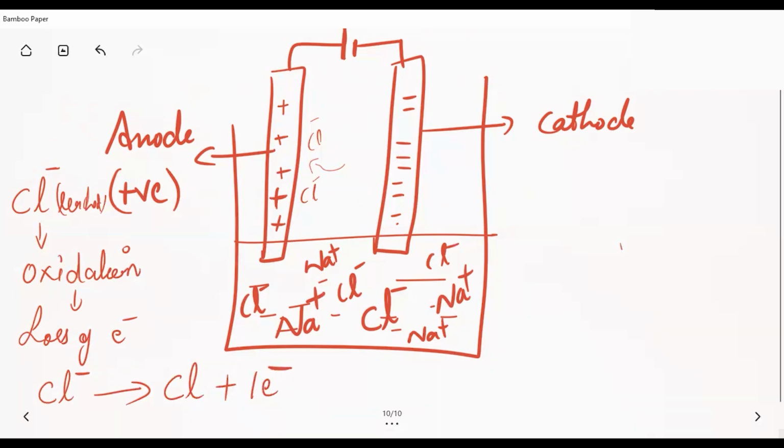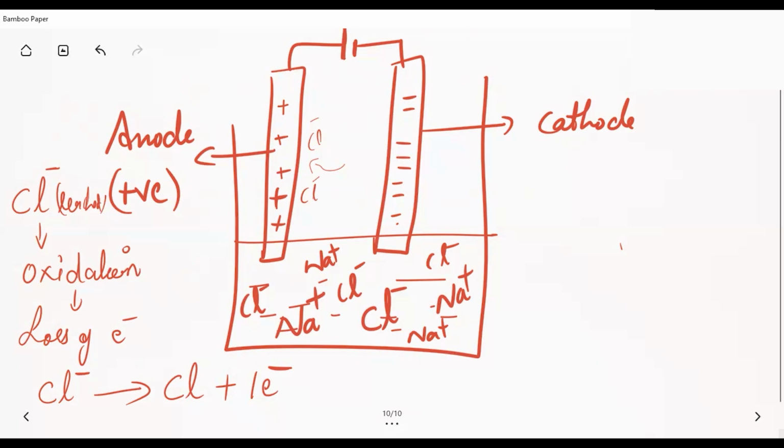So just understand that the anode is positive. So automatically the negative ions from the molten sodium chloride, that is chloride ions, will be coming to the anode. And when they reach the anode, an oxidation reaction takes place. And what is an oxidation reaction? It is loss of electrons. So Cl minus, which is already having one extra electron, will donate that electron and will become Cl.